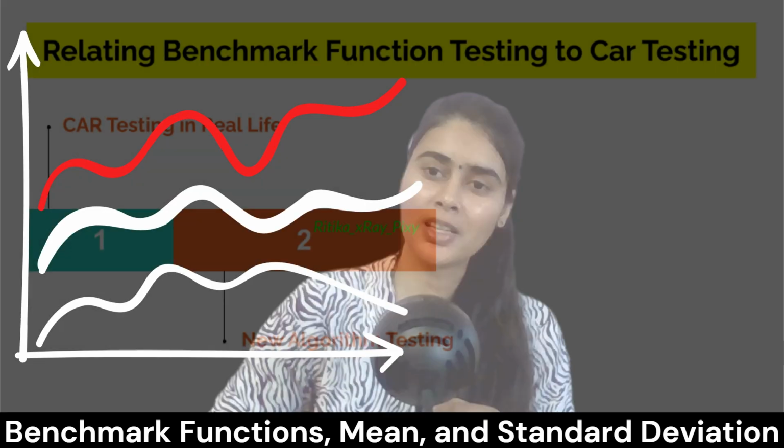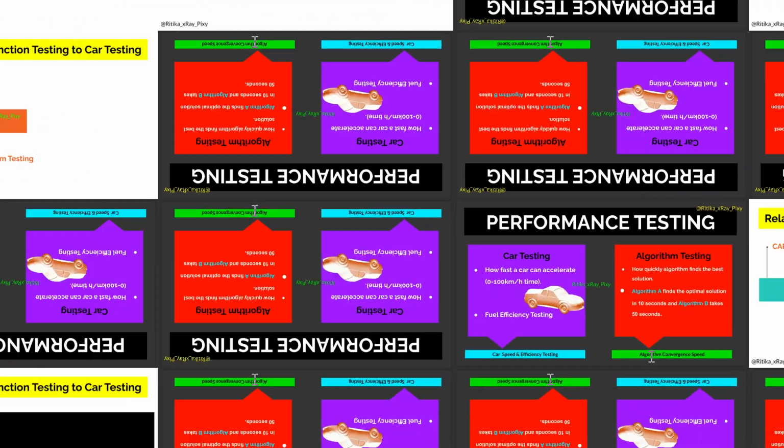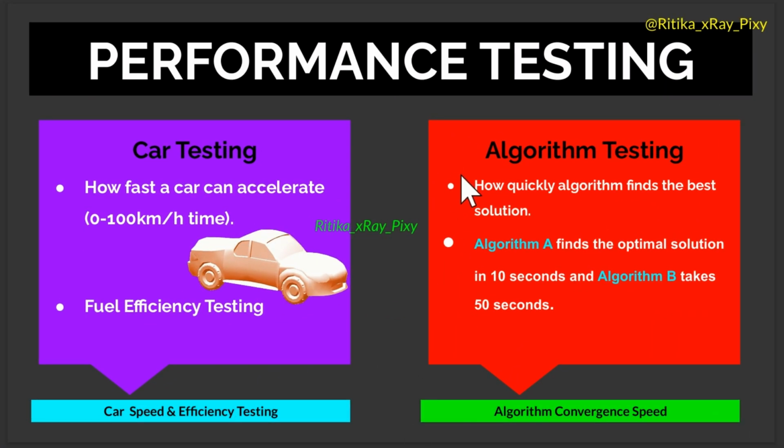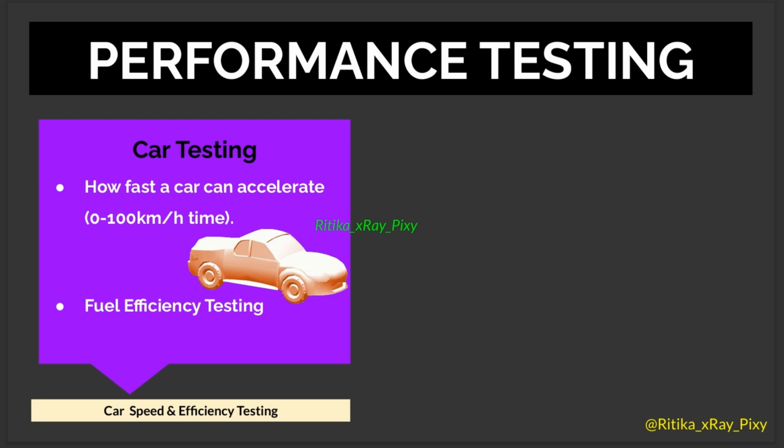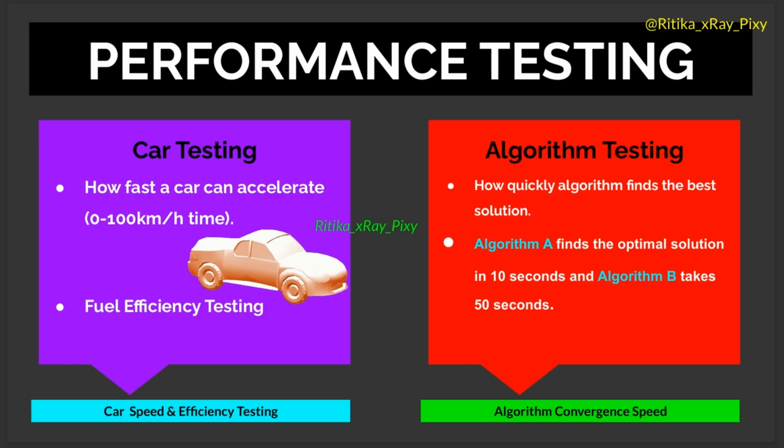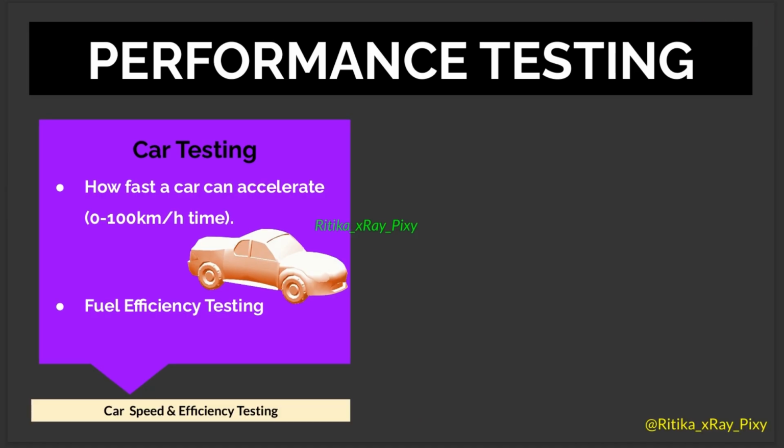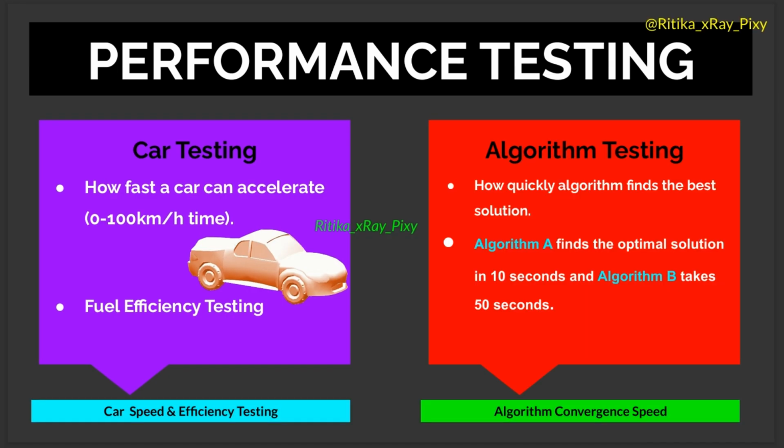Now let's start. Here we have this simple comparison. For example, car testing in real life. Before launching a new car model, manufacturers conduct various tests to ensure car performance, efficiency, and reliability. Similarly, before applying Meta-heuristic algorithms to real-life problems, we test them using benchmark test functions. So here you can see the simple comparison: on one side we have car testing in real life and on the other side we have algorithm testing.